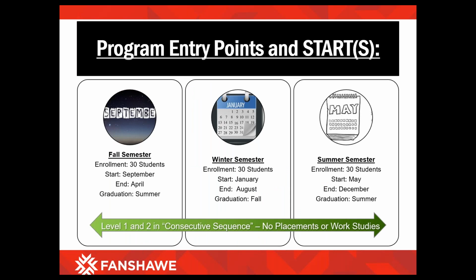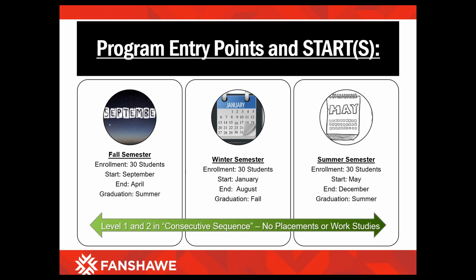So once you potentially choose us as an option, we really have three entry points in a calendar year that you could potentially start our program. We've got the fall semester. The enrollment's usually about 30 students. We would start in September. We do two semesters consecutive back-to-back. We would start early September and end at the end of April. And then the graduation usually follows up probably in the June-ish, July of the same year.